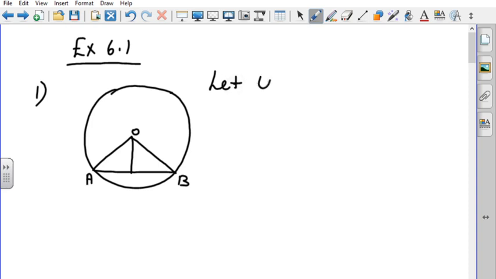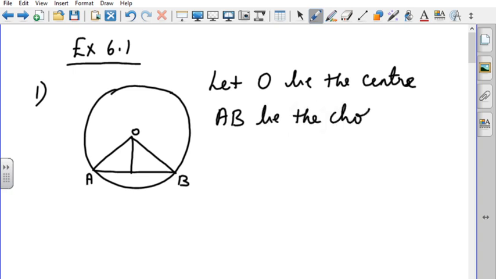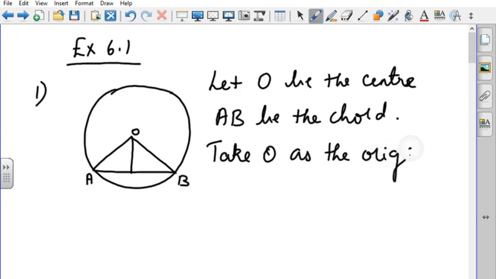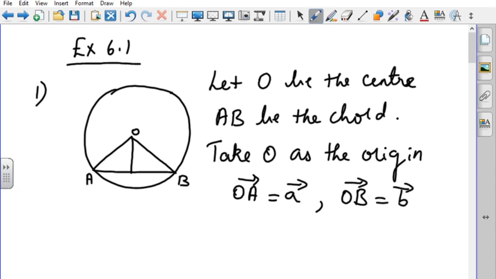Let O be the center of the circle, AB be the chord. Take O as the origin. First we have to choose what the origin is. Take O as the origin. So we can write the position vector of A, that is OA vector, is equal to A vector. Similarly, the position vector of B, OB vector, is equal to B vector.